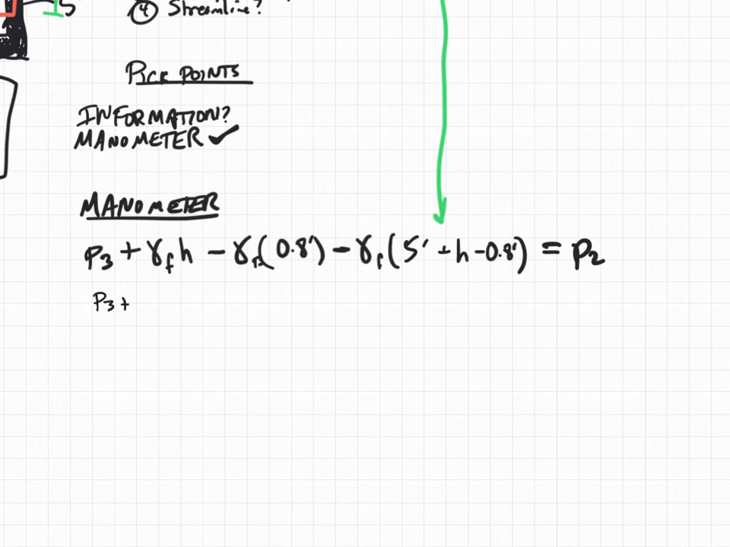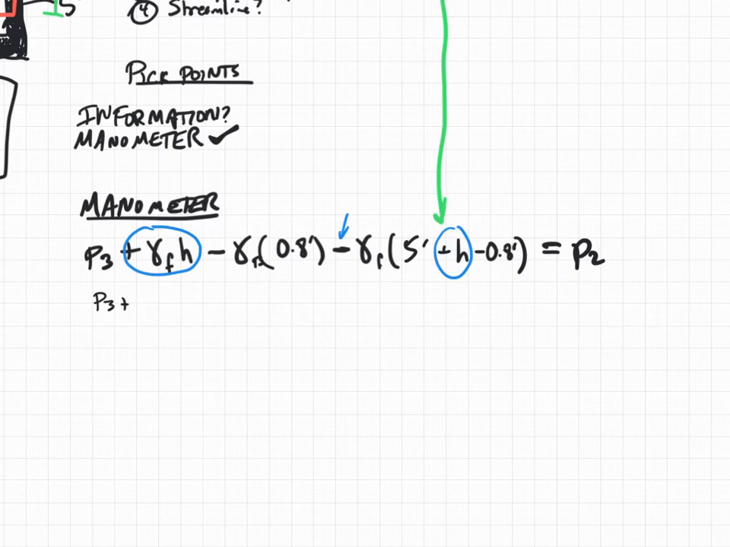So let's say P3 plus, let's just leave it as gamma F h. Let's remember that fluids is hard, it does not conform the way we would like it. Let's notice that the gamma F h is right here, and we've got a negative gamma F h right here if we take into account that negative sign. So those two are going to go away. So I'm going to be left with, well, if it will allow me to erase, it hates erasing.